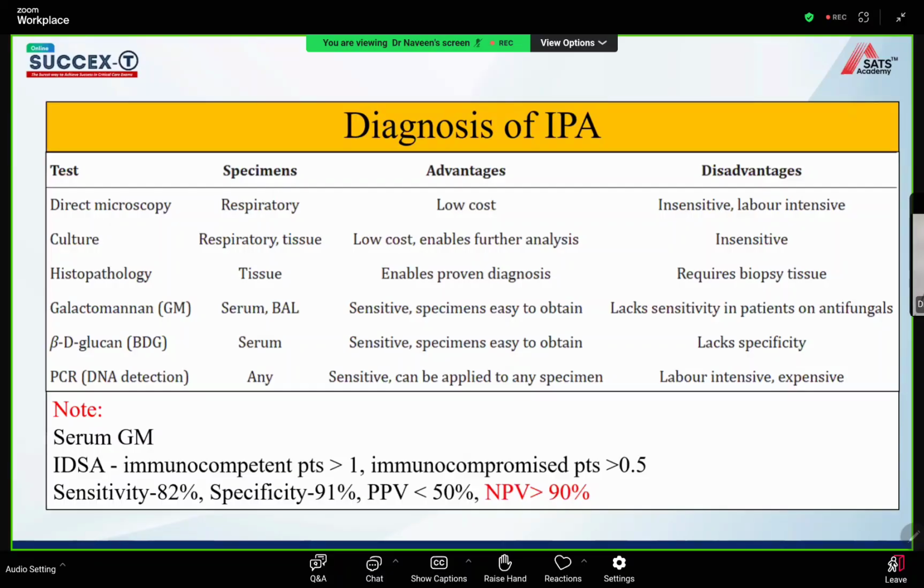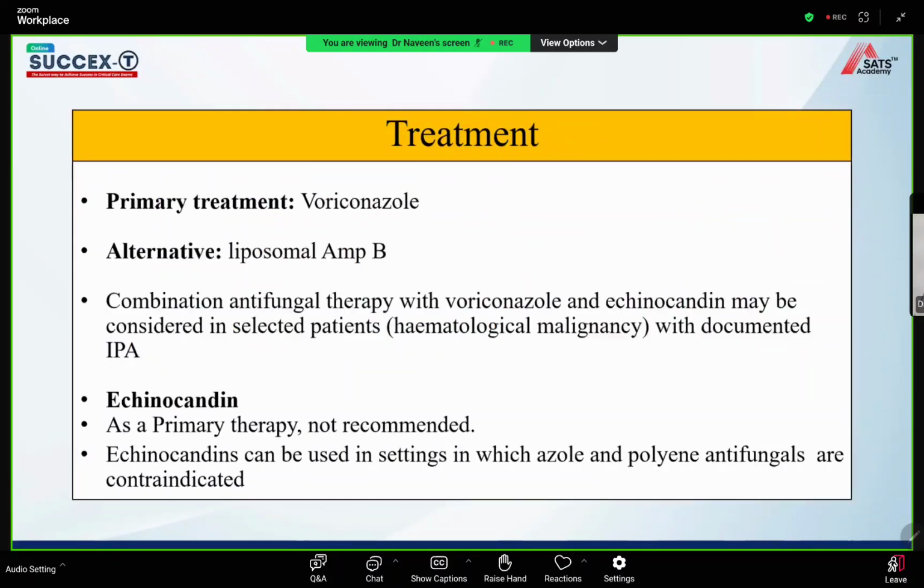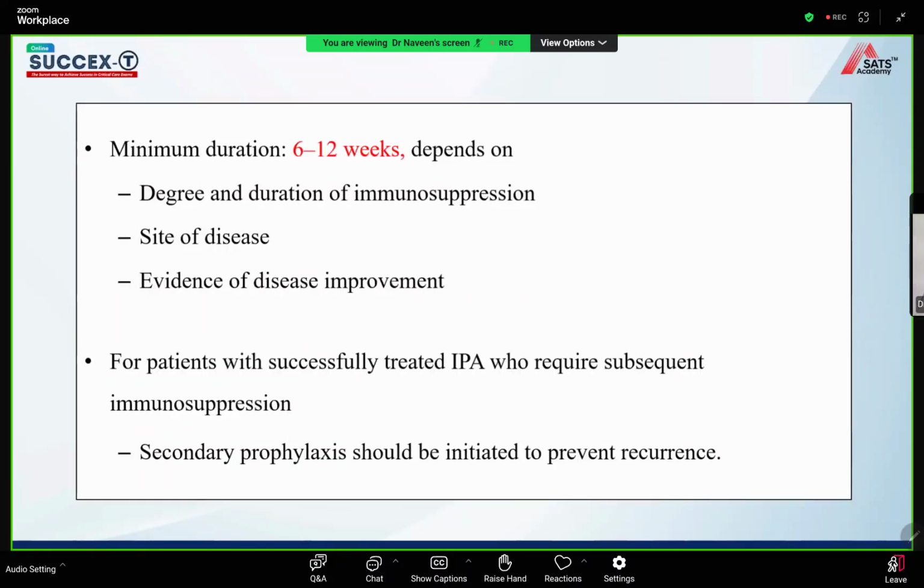The only thing is that BAL galactomannan has a higher specificity than serum galactomannan, and it is well studied in neutropenic patients, with more negative predictive value than positive predictive value. The first line choice is voriconazole, whereas the second line choice is liposomal amphotericin B. When you cannot use these, we can use echinocandins as salvage therapy. The duration is prolonged, 6 to 12 weeks, depending upon the degree and duration of immunosuppression and the site of disease.